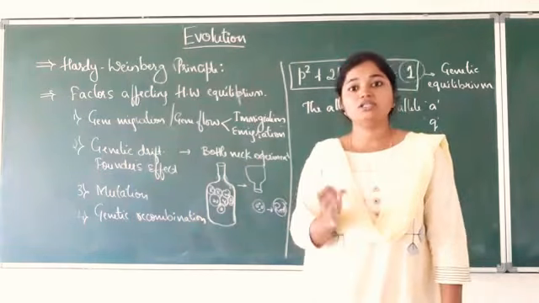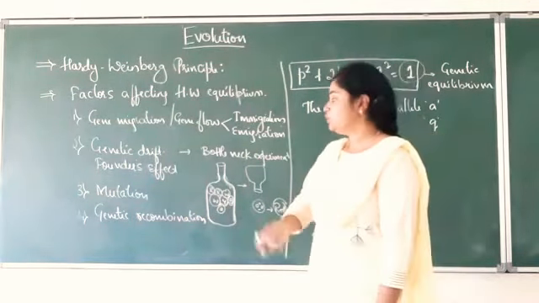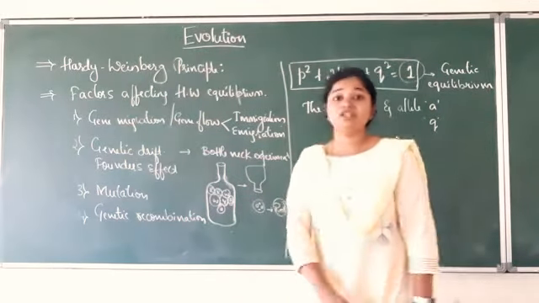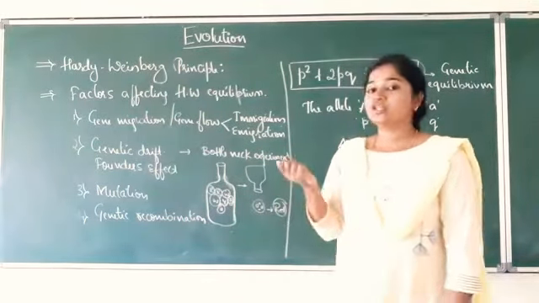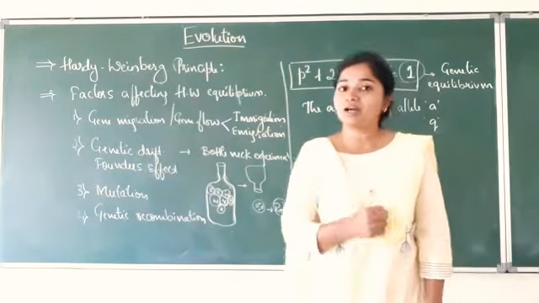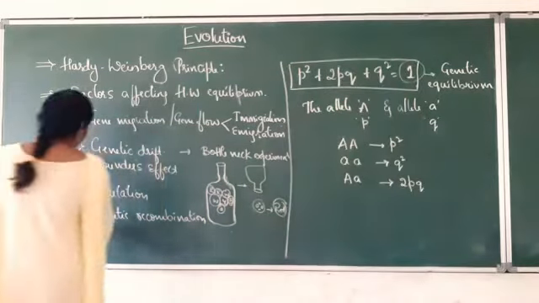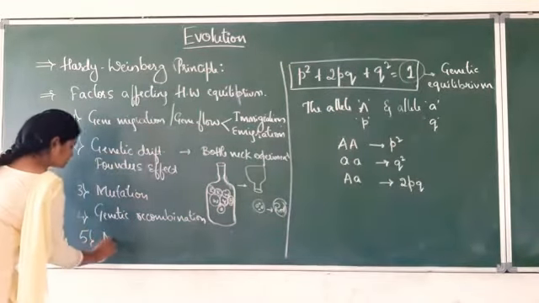The combination which is not present in the parents is called a recombination, or the new combination of the genetic material, right? This probably takes place during the formation of the gamete. It means genetic recombination appears during gamete formation. And the last one is natural selection.